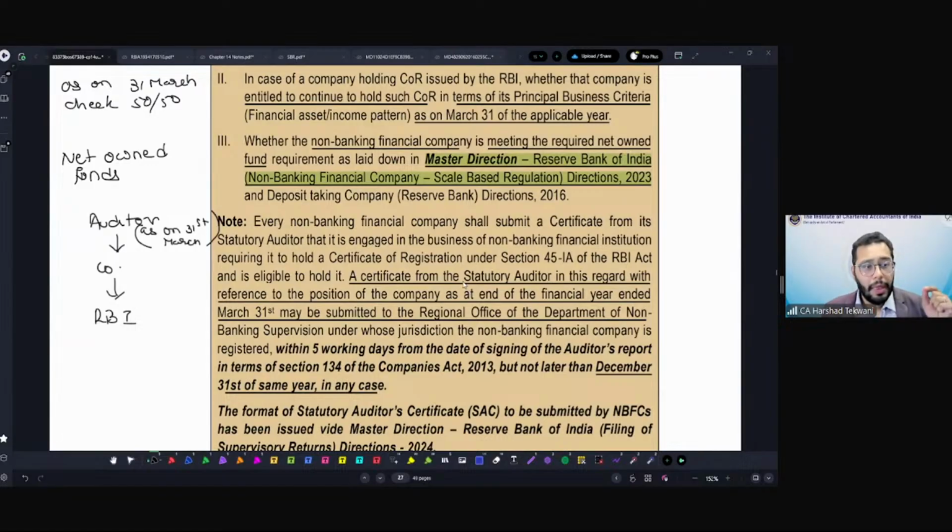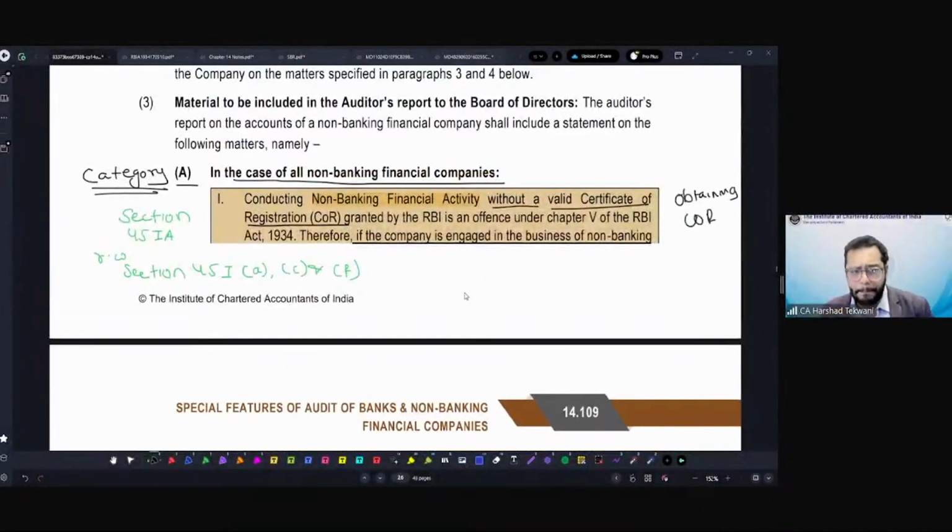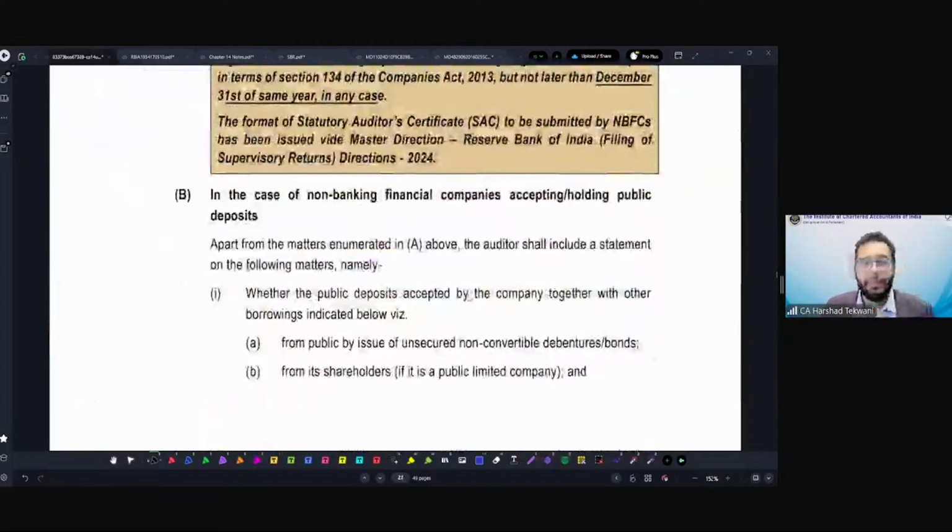Okay. Now that was category A reporting, primarily on the certificate of registration, which includes your 3 points. Now comes category B reporting, if they are accepting or holding public deposits. Over here, the reporting requirement increases beyond your certificate of registration. Now, what are these reporting requirements?